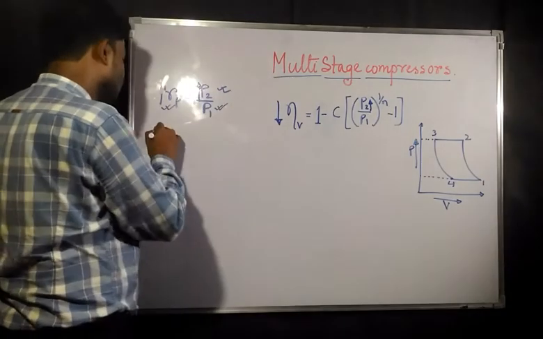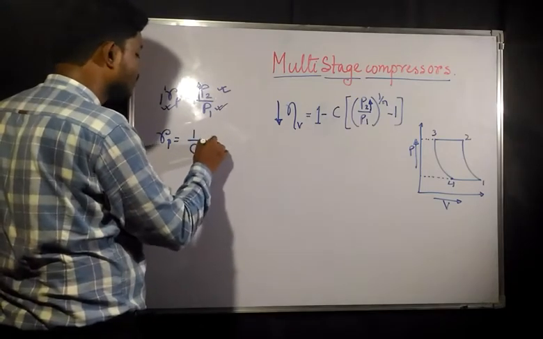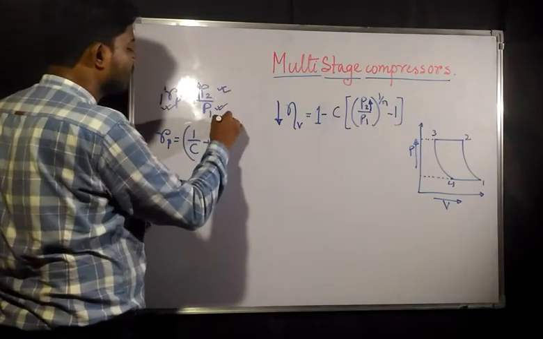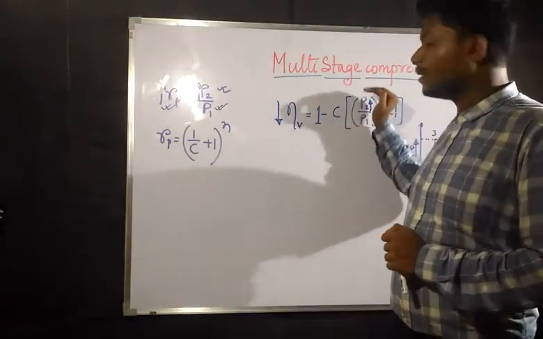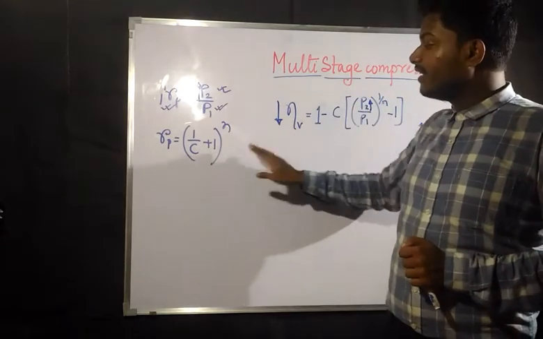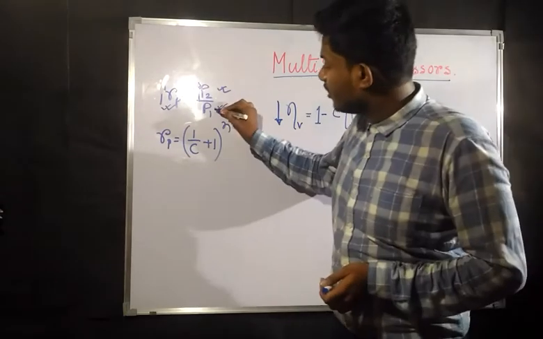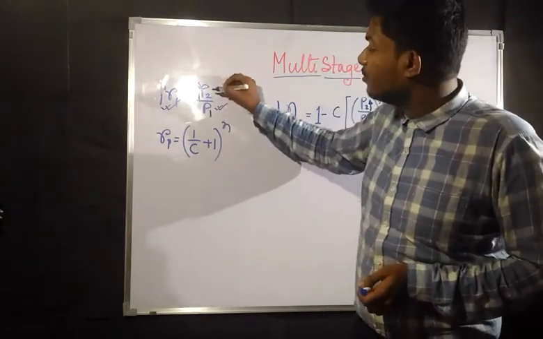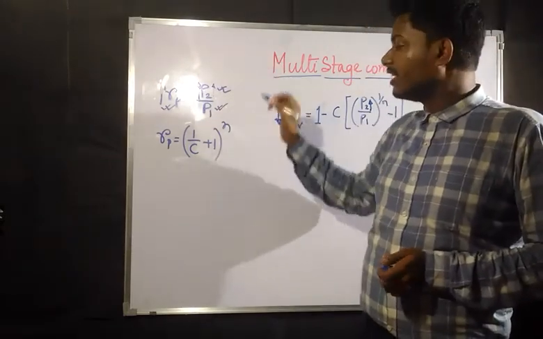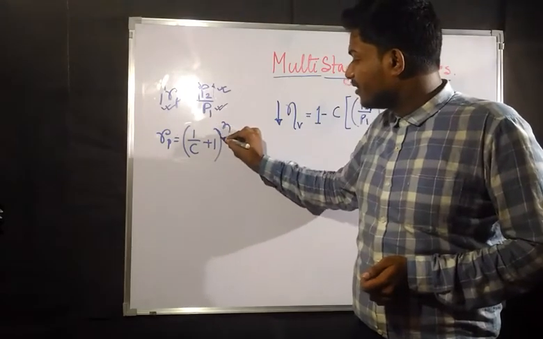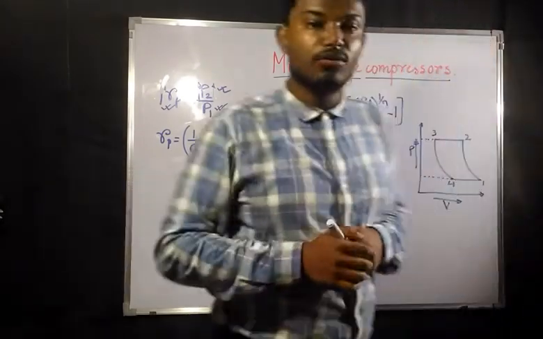Now let us suppose that at some point Rp achieves a value of (1 by C plus 1) whole to the power n. Suppose that while the pressure ratio is increasing, with P1 always fixed and you keep increasing P2, at some point this pressure ratio reaches the value (1 by C plus 1) whole to the power n.